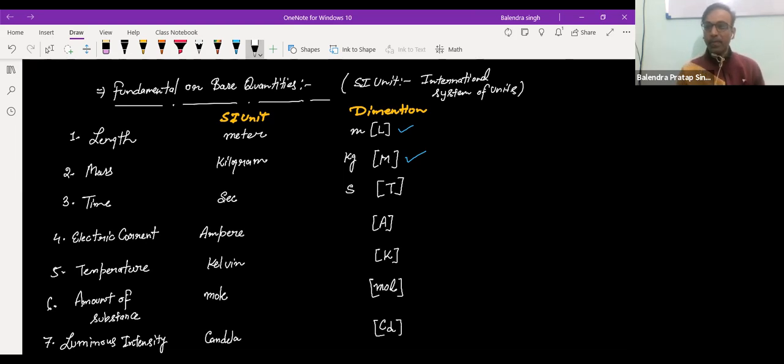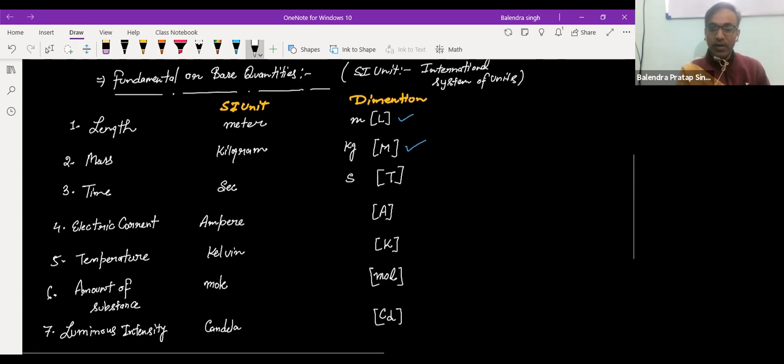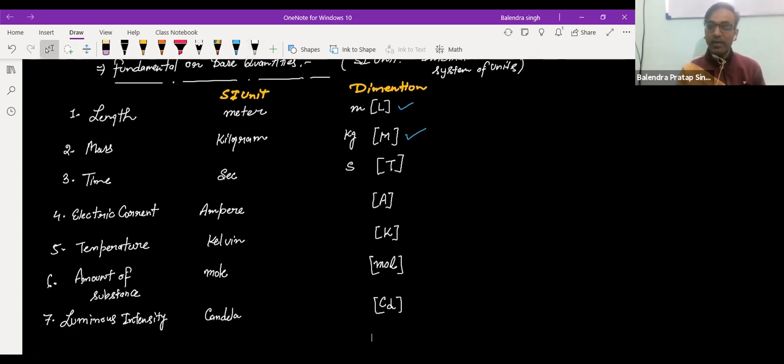So these are basically the 7 fundamental or base quantities. We call these quantities base quantities. Okay, so please write it down.